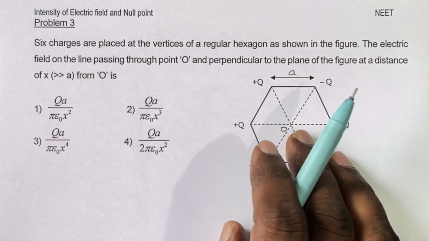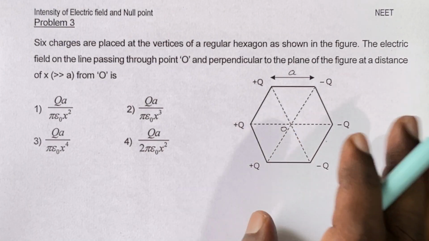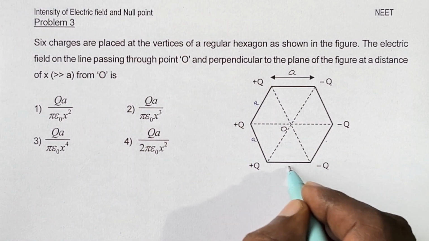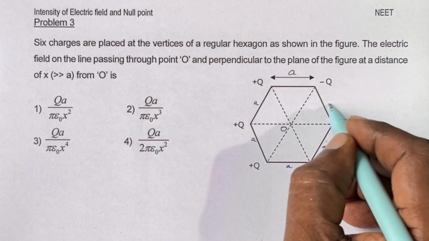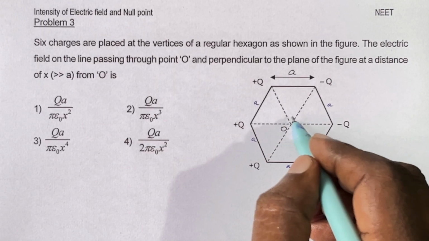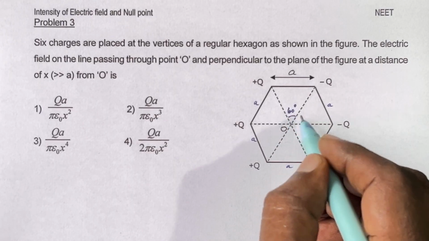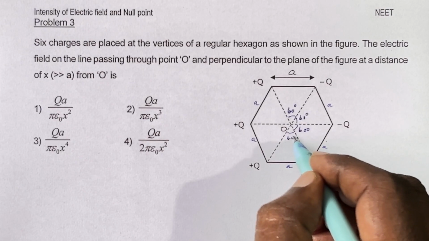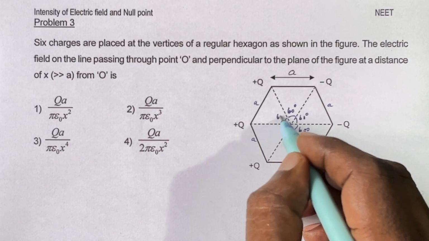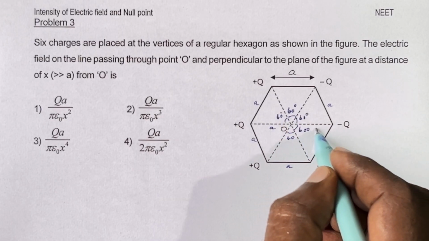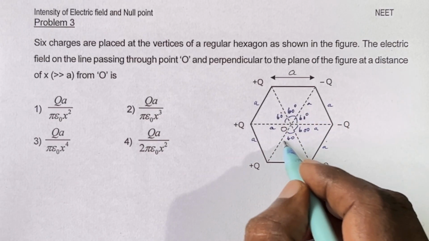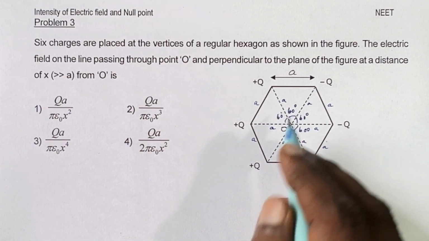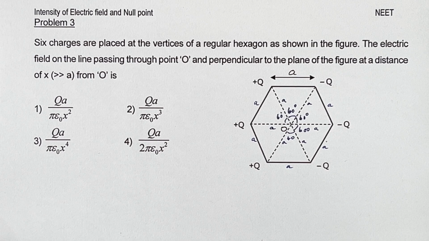See here, regular hexagon. So all the sides are equal. So these are the sides. And also the angle is 60 degrees here. All angles are 60 degrees. So like this. And also these distances inside are also equal. So 6 equilateral triangles are also formed.